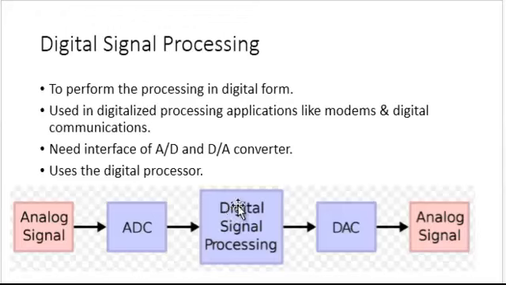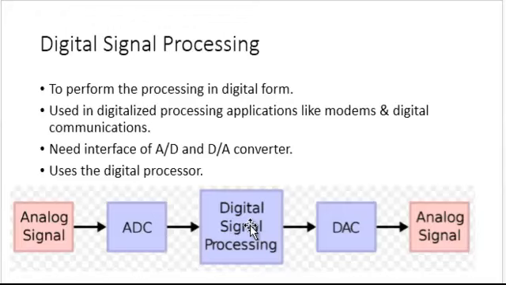But anyway, even though you have the digital signal processing component, the signal that needs to be given to this digital signal processing component should be in digital form, whereas we'll be having analog signal as the input. So in order to give this digital input for this digital signal processing, you need one converter, that is analog to digital converter.